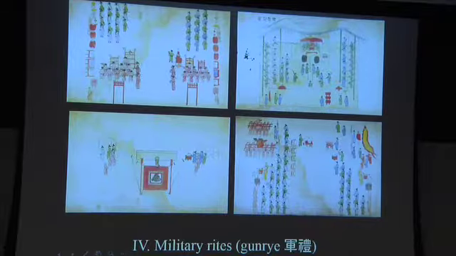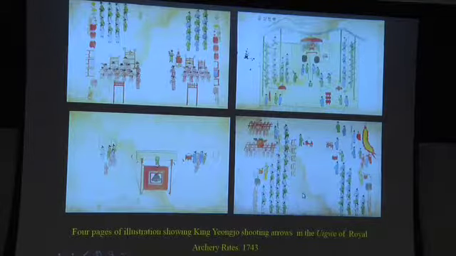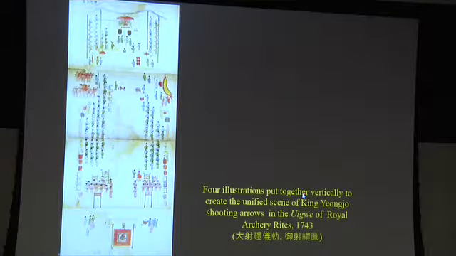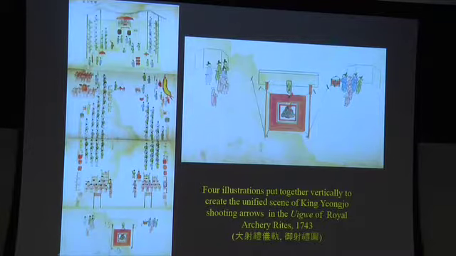So all these musicians are here. They actually did play music. And then this is interesting. That's the target. If a king shoots, I don't know exactly, somewhere around here, the arrow should come right here. So what I did was I put these 4 vertically, like this, to make one scene. And you see that the target is upside down.